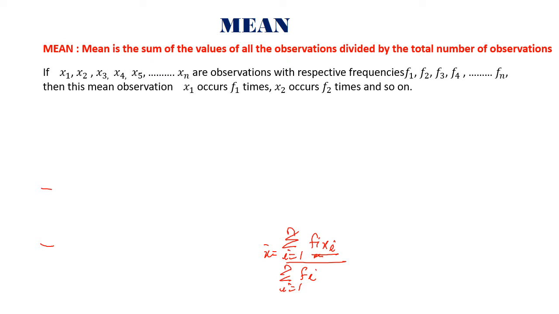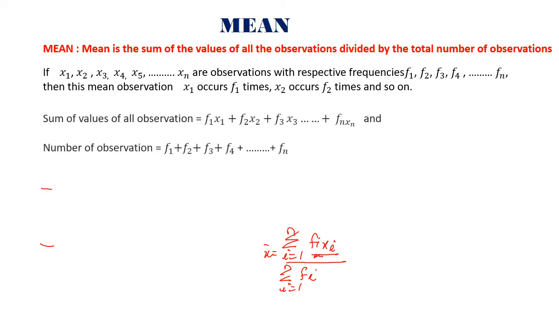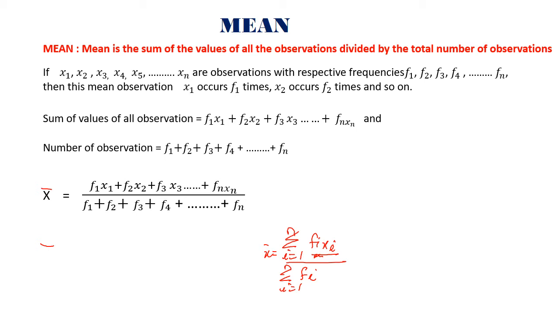Then to calculate the sum of the observations, we multiply. x1 is occurring f1 times, so f1 x1. So the sum of the values of the observations will be f1 x1 plus f2 x2 plus f3 x3 and so on, plus fn xn. And the total number of observations is f1 plus f2 plus f3 and so on up to fn. So for grouped data, the mean x bar equals f1 x1 plus f2 x2 plus f3 x3 plus and so on fn xn, upon f1 plus f2 plus f3 and so on fn.